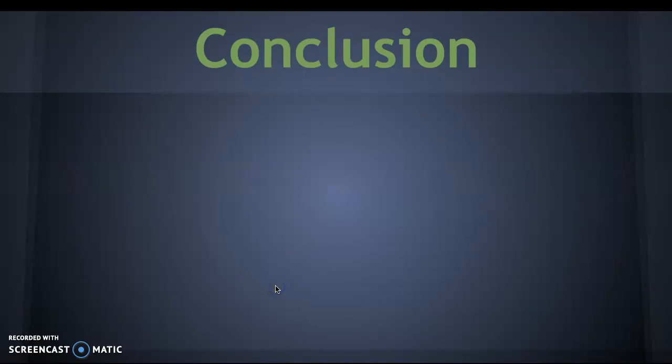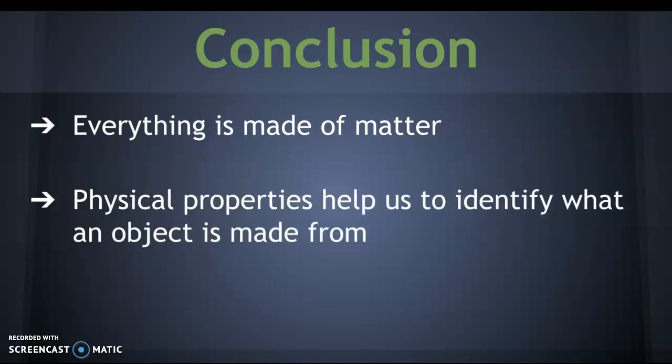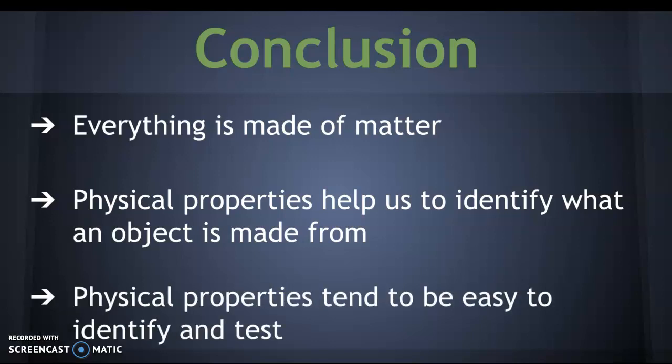Now that we have all the terms in your notebook, let's reflect on the reasons we spent time writing all this down. It is important to remember that everything is made of matter. There is nothing on this planet that is not made of matter. Physical properties help us to identify what an object is made from. Objects can be made from all types of substances. Physical properties can help us to narrow down what those substances may be. Physical properties tend to be easy to identify and test. Unlike chemical properties that usually need chemicals or large amounts of equipment to test, physical properties are usually ones that can be done relatively easily.